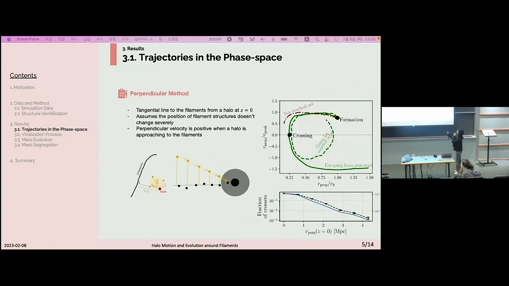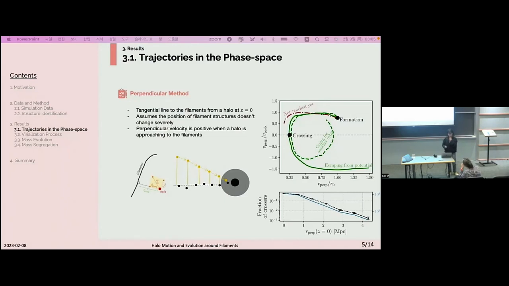With this calculation, you can see the three representative cases of phase space diagrams. Basically there are two sets of halos. The first group is crossers and the other group is non-crossers. So crossers are marked as green lines. These crossers are crossing the pericenter around the filaments where the perpendicular velocity goes to zero.